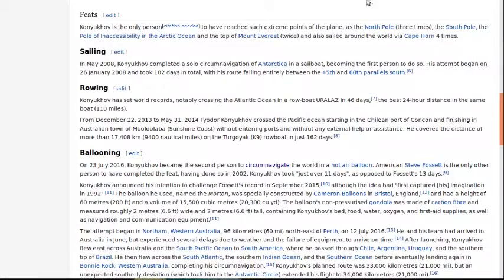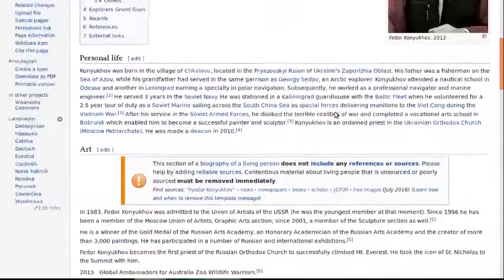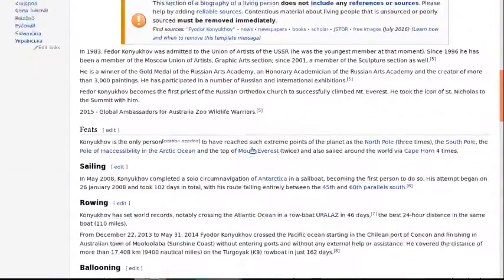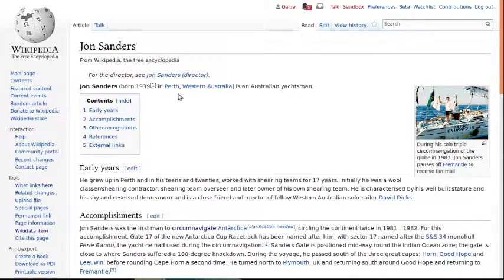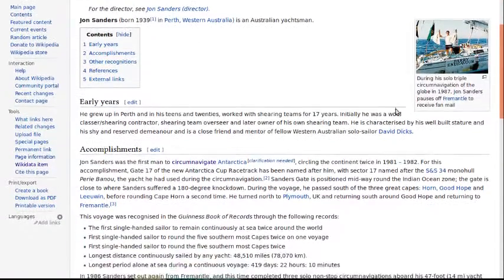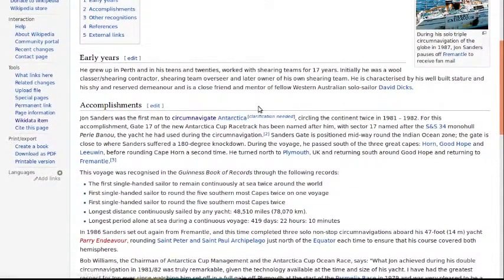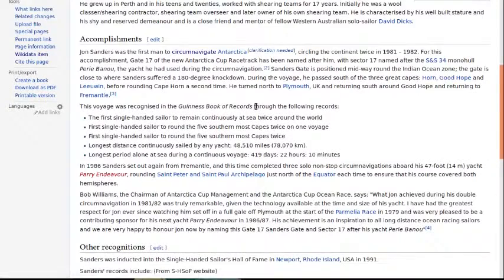You also have information on Wikipedia about Fedor Konyukov with his record here in 2008. And there is another one you can check. It's John Sanders, who made the record a very long time ago. He was the first man to circumnavigate Antarctica, circling this continent in 1981. And he made it twice.